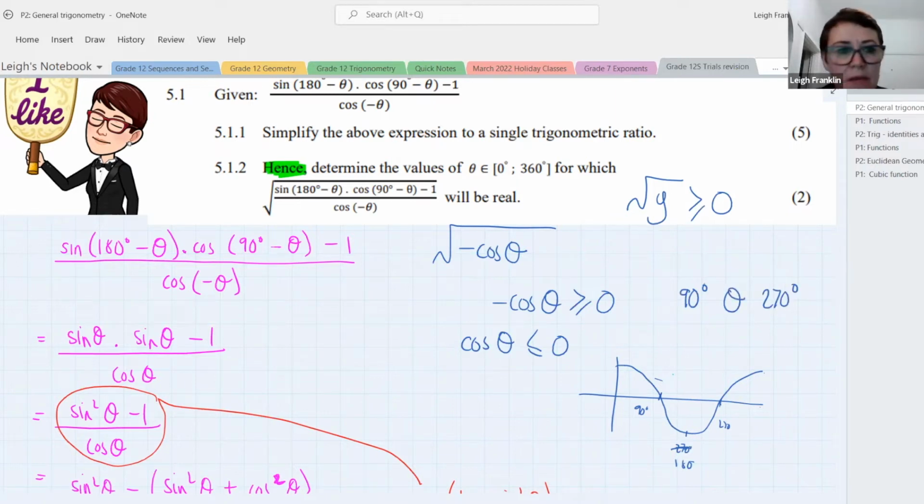Okay, so that is when theta will be real. So between 90 and 270. Is there anywhere else where it would be real? So between 90 and 270 is where cos theta is negative. Nowhere else, hey? Since theta is between 0 and 360, that's the only answer.